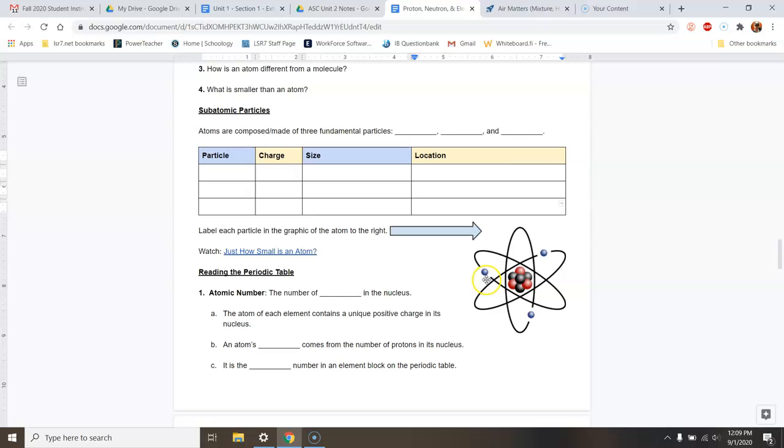I want you to label these pieces. So you got your electron, and then pick a color for protons and a color for neutrons. But I want you to understand that protons and neutrons are in the middle. So that's where we're going to stop here. I'm going to pick up with another video when I go through the math pieces, and we're going to watch this video here, just how small is an atom. So that's where we're going to stop for now.